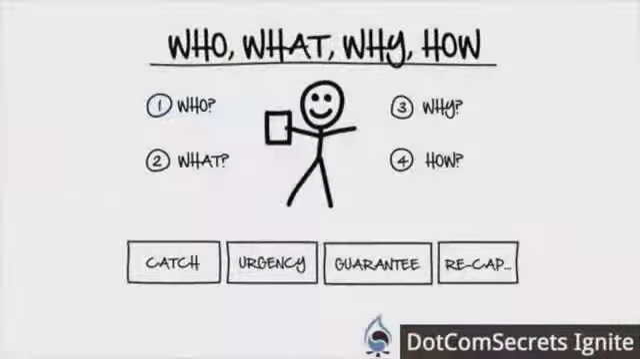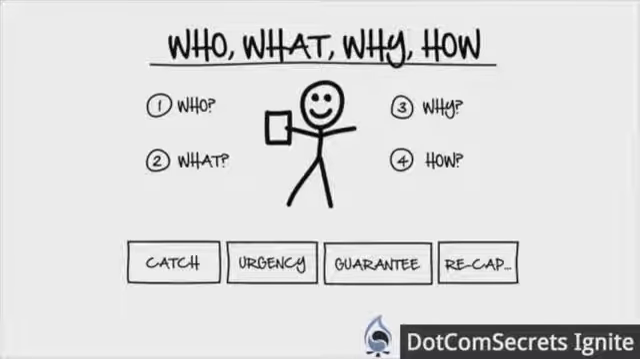And the script is very, very simple. It's the who, what, why, how. I'm going to answer these 4 questions, okay? So question number 1, who am I? Question number 2 is what do I have? Question number 3 is why do you need it? And question number 4 is how do you get it? Okay? So this is how it works in the real world.